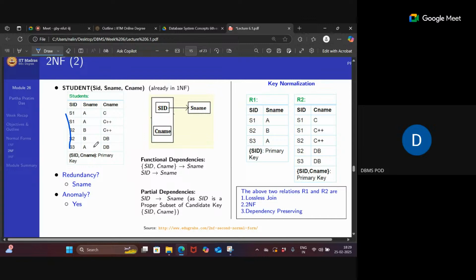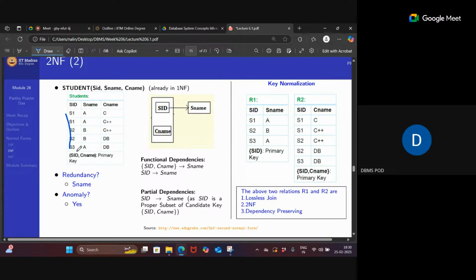This is already in 1NF and the dependencies possible are: SID, CNAME together will determine SNAME, student name, and SID alone can determine student name. Student ID alone can determine student name. And SID and course name together will determine SNAME. So here SID alone cannot be the primary key. Here you can see the SID is repeated. It is not unique, so it is not a primary key.